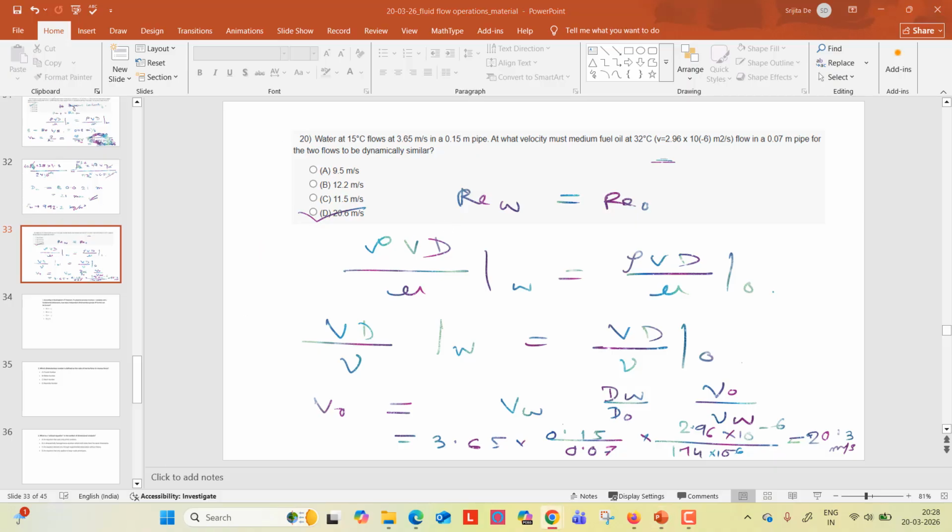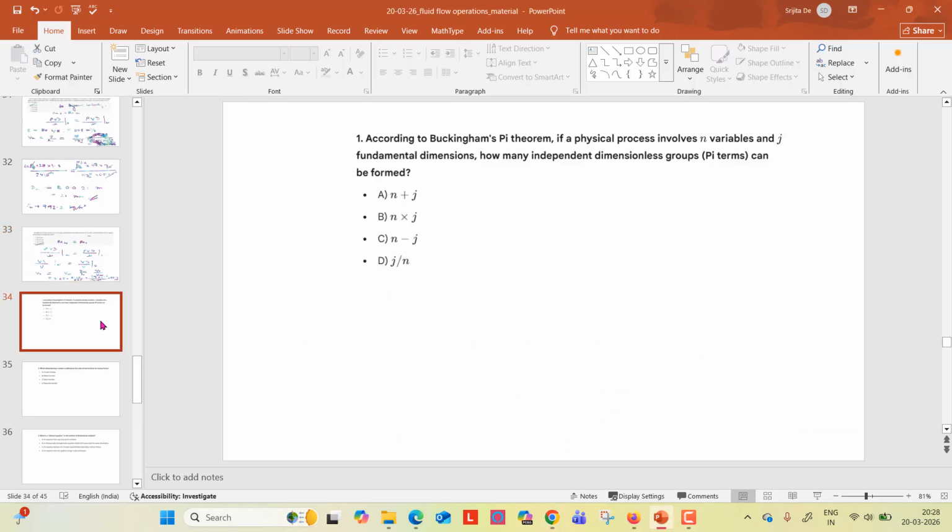Next question. We'll do some more questions around this. So the first question is, according to Buckingham Pi theorem, if a physical process involves n variables and j fundamental dimensions, how many independent dimensionless groups can be formed? So it is a very common question. It is nothing but n minus j.